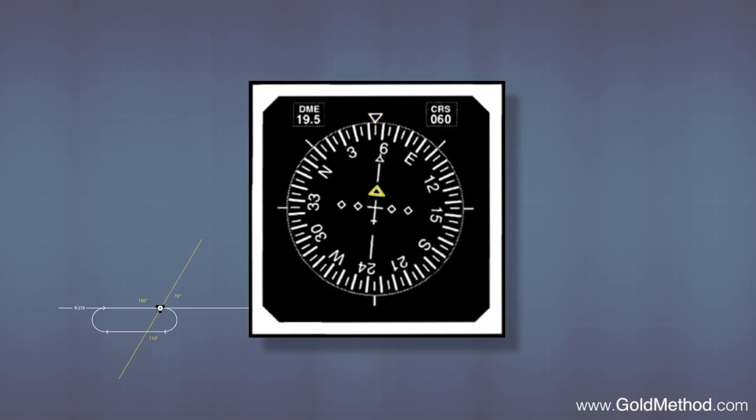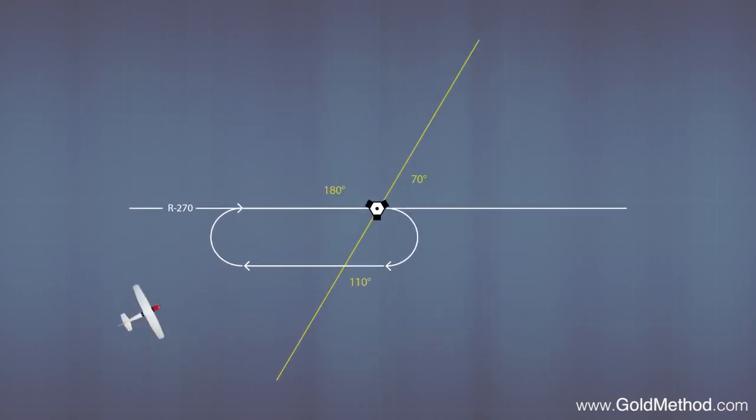If we are tracking to the station with the course tuned to 060, that means we're on the 240 radial, the reciprocal of the 060. This would put us southwest of the station in the direct entry sector. So there's our answer, direct entry.